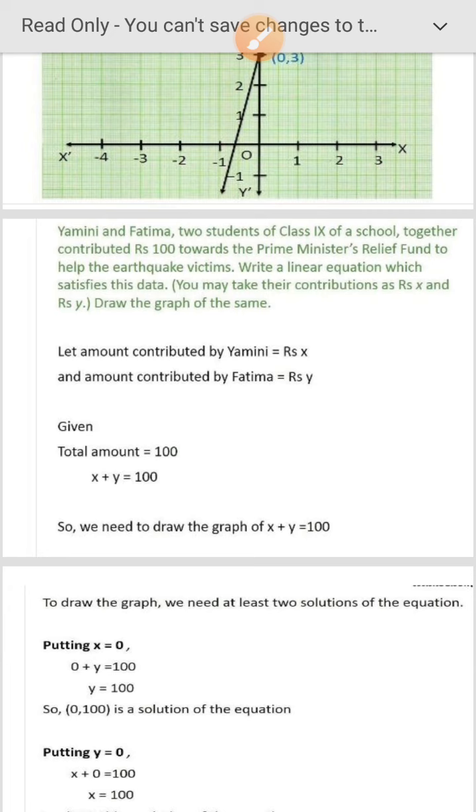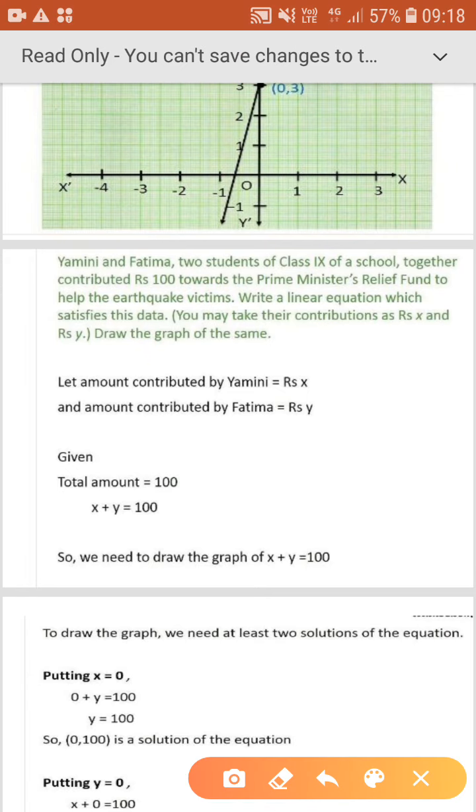Here Yamini and Fatima, two students of class 9, together contributed rupees 100 towards the PM's relief fund to help the earthquake victims. Write a linear equation which satisfies the data, and you can take the contributions to be x and y, and draw the graph of the same. So the amount contributed by the first person, Yamini, is x rupees. Amount contributed by Fatima is y rupees. Total amount is 100, so it will be x plus y equals 100.